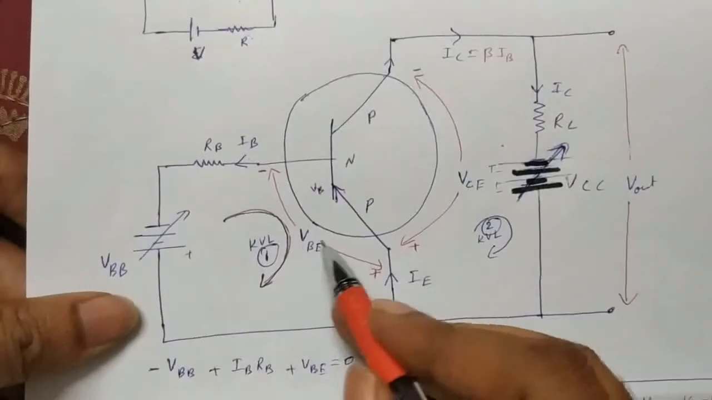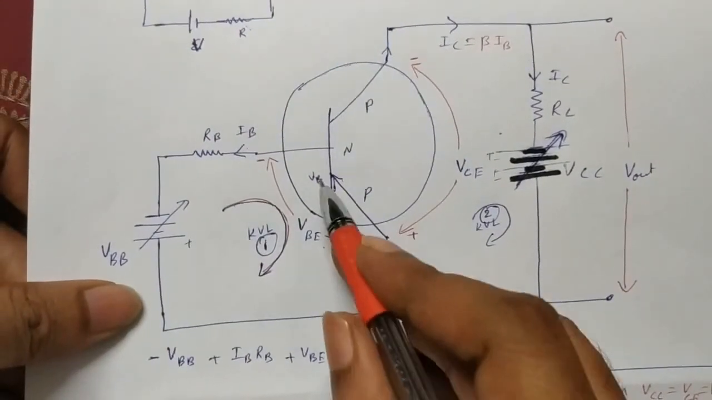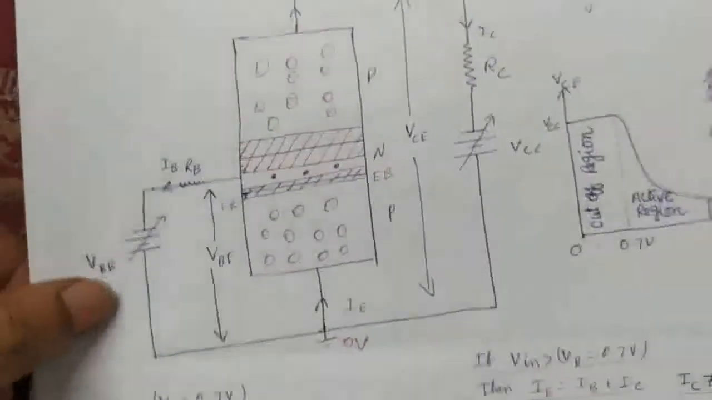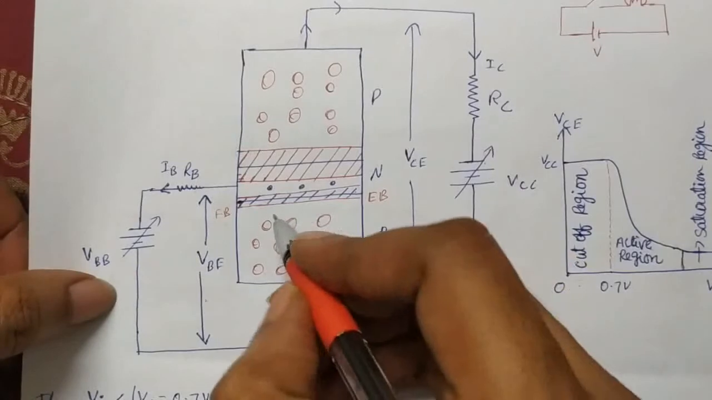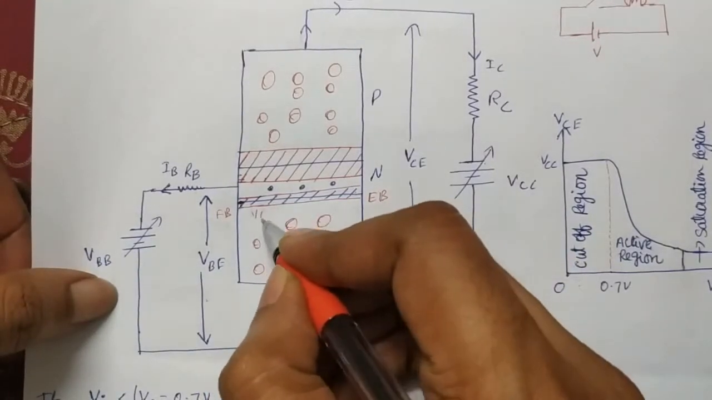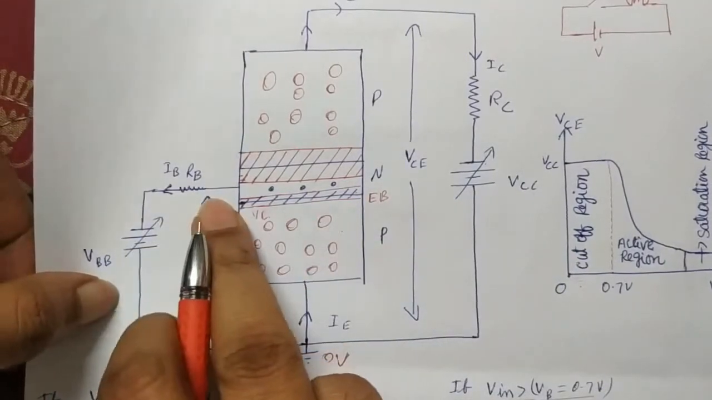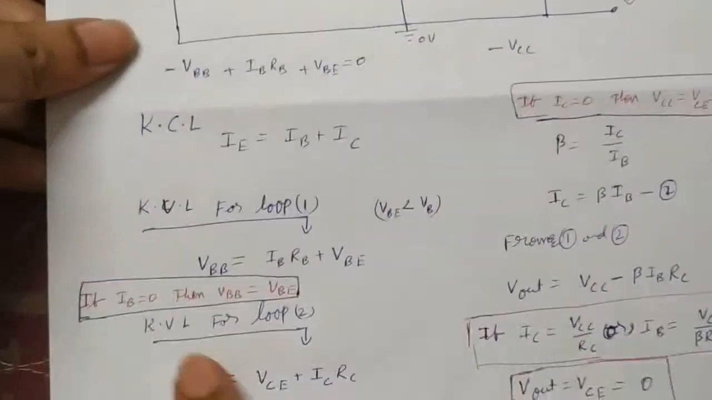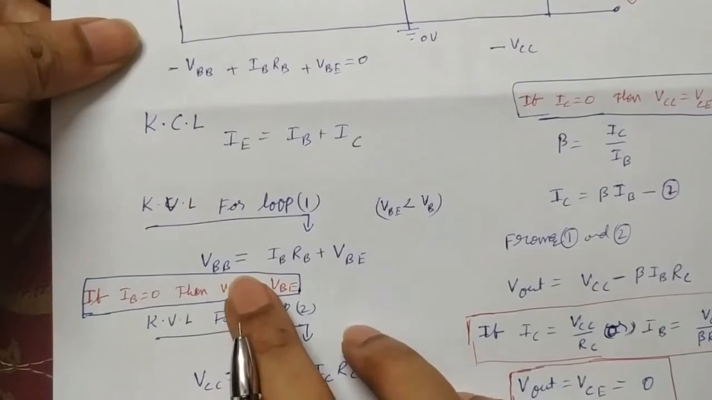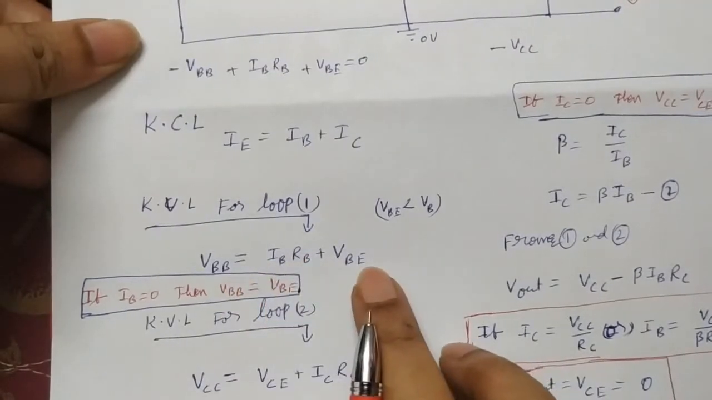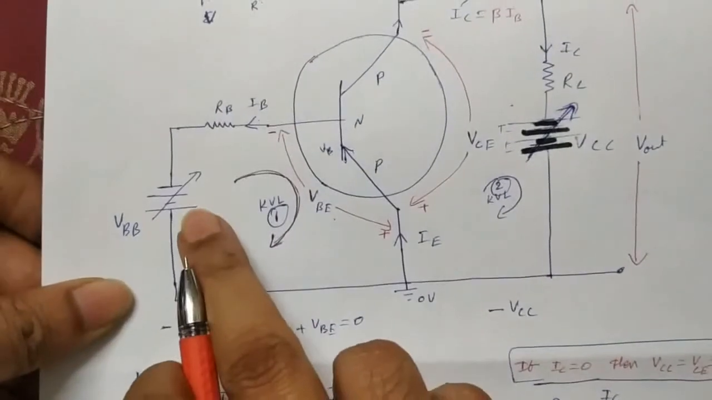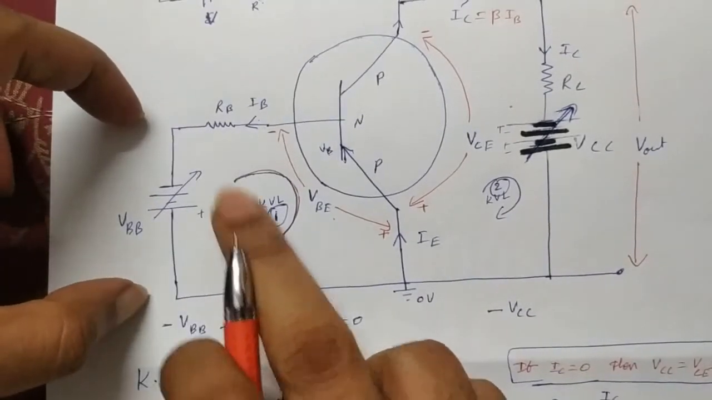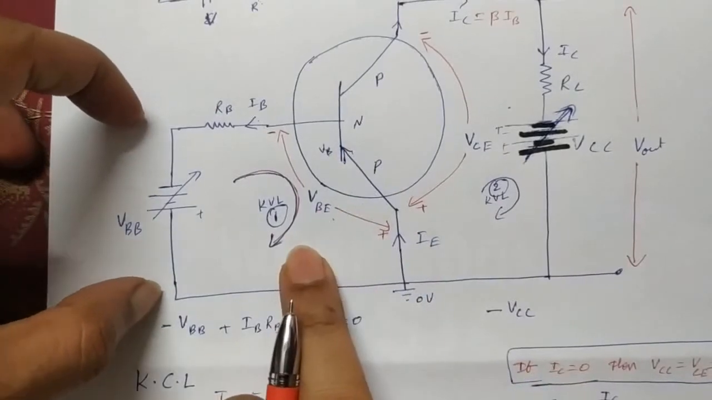Suppose VBE is less than the barrier potential. You know that here the potential is less than the barrier potential, the V barrier. If it is less than the barrier potential, what happens? IB is 0. Current is not flowing. So IB is equal to 0, and then the IB RB term becomes 0. There is no drop of potential. Whatever potential is there, that is VBB, it stays there only. That means current is not flowing.